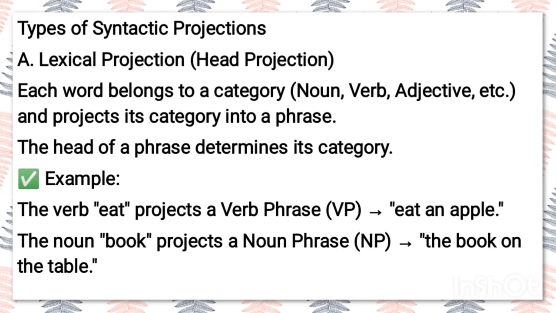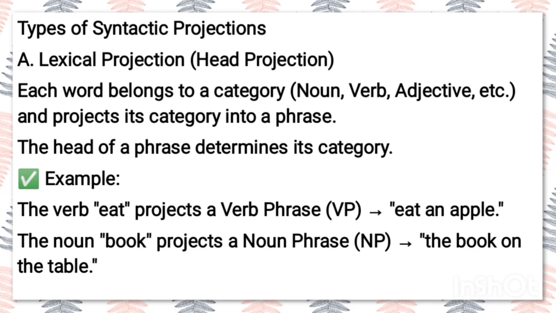Every word belongs to a specific category. It means a noun, verb, adjective, etc. Each word or head determines the structure of the phrase. The phrase is named after the head. A noun phrase is named after the noun. For example, the verb eat projects a verb phrase, eat an apple. The noun book projects a noun phrase. It means the book on the table.